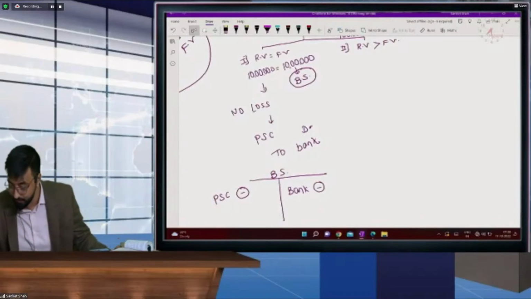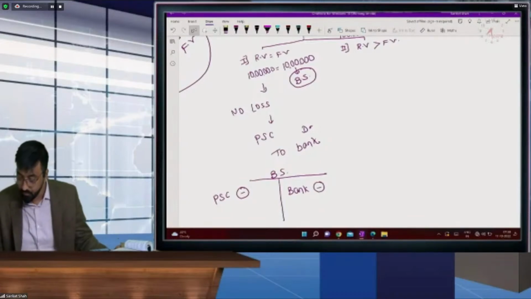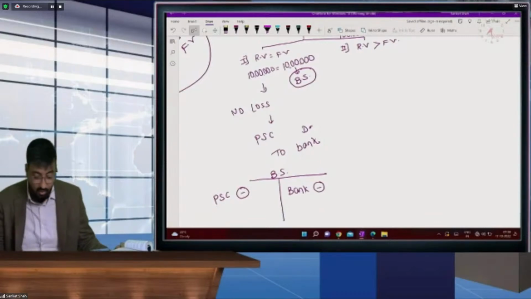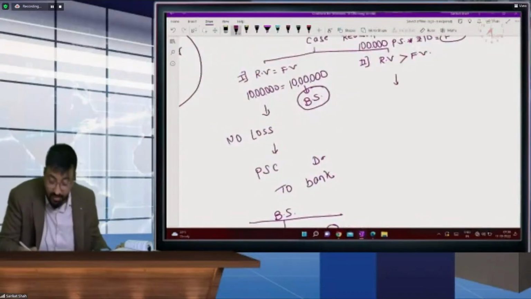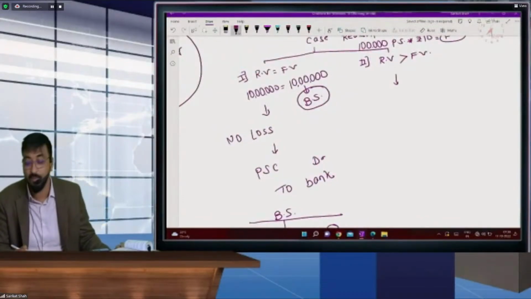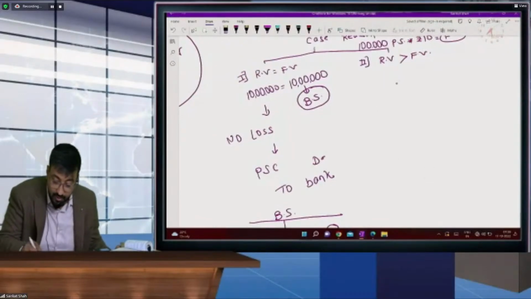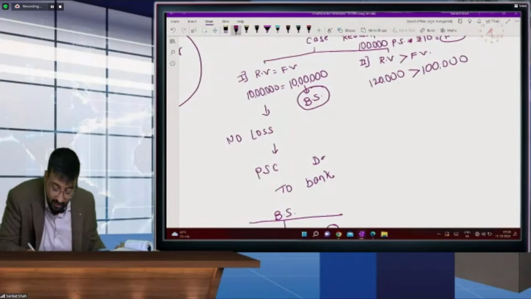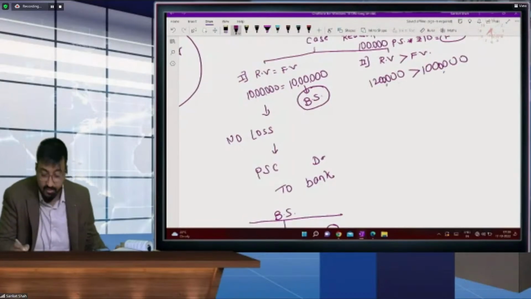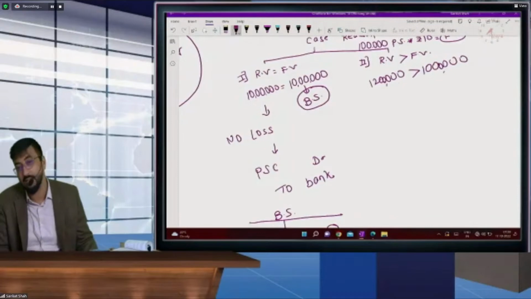Okay, my friends. Let's go. Very good. Now, in case redemption value is greater than face value, what entry are you going to pass here? Here redemption value is 12 lakhs, which is greater than face value of 10 lakhs. Suppose 12 lakhs and 10 lakhs.